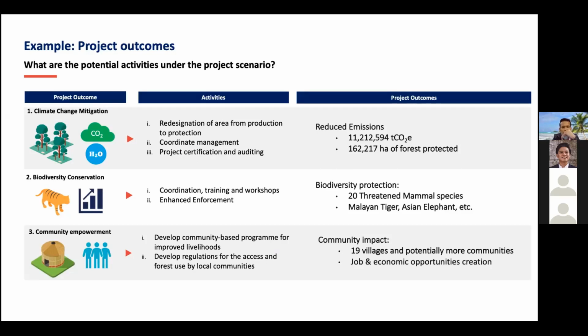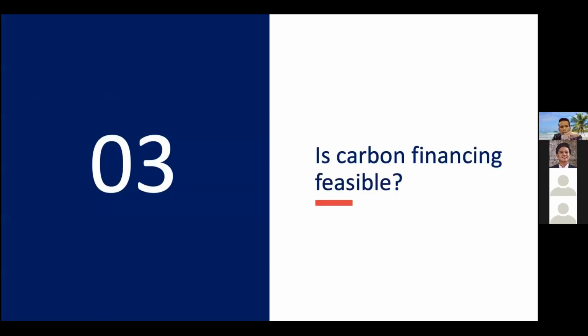Now is the important question. How much will it cost to achieve the outcome? And can we raise enough funding or not to, A, pay for these activities over 30 years? And B, can we also generate alternative revenue for the state government? So that is the next section.